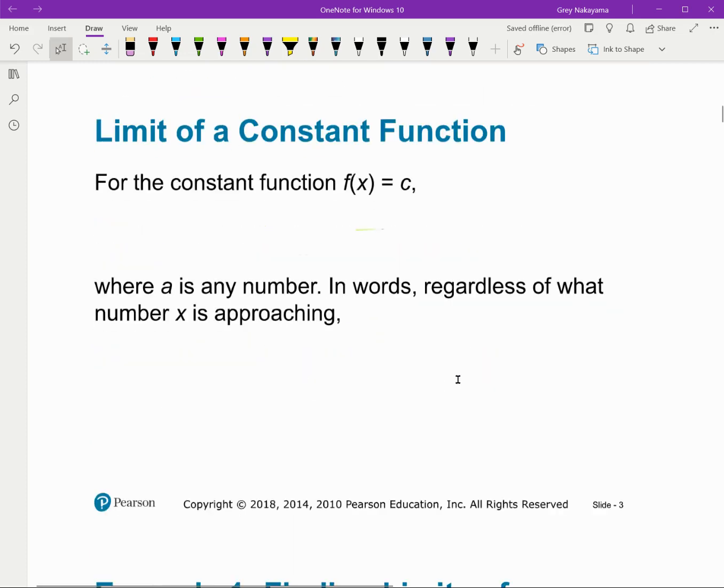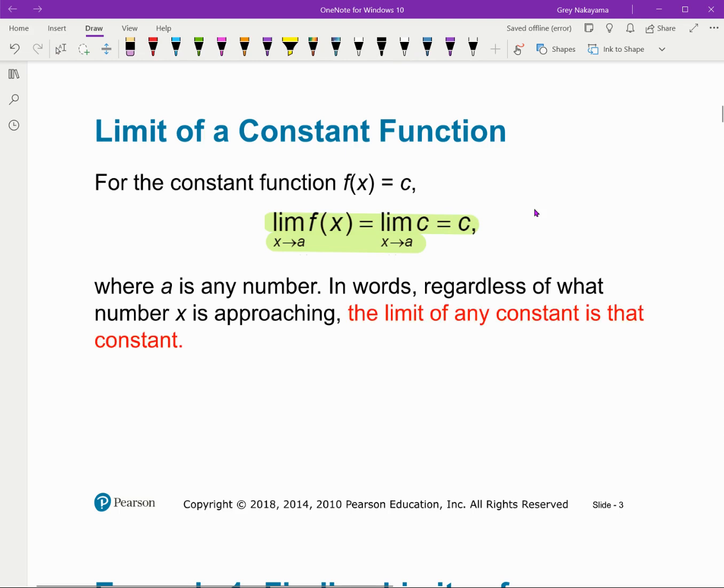So first and foremost, there is one central theme to most of these problems, or really all of these problems, and that is you're going to plug numbers in and evaluate. But look at the first one here. The limit of a constant function. The limit of a constant function is that constant. The limit of f of x as x approaches a is equal to, if f of x is equal to c. As I just said, the limit of any constant is that constant.